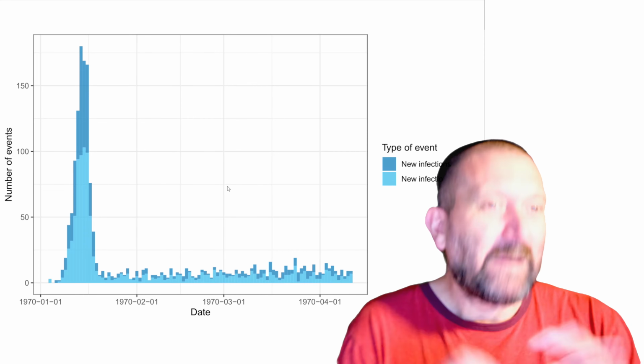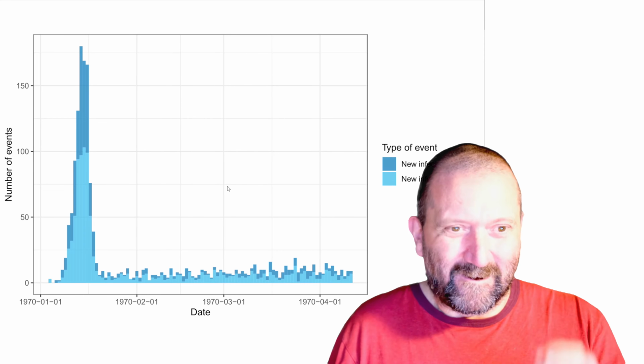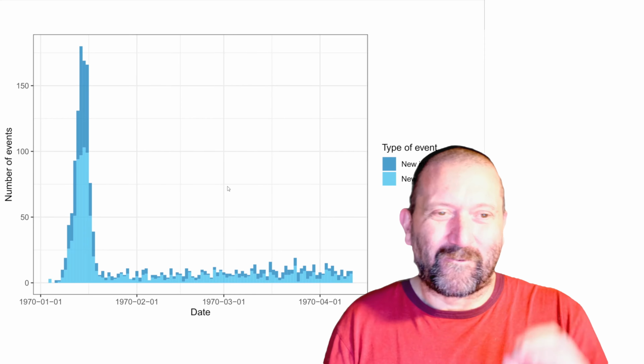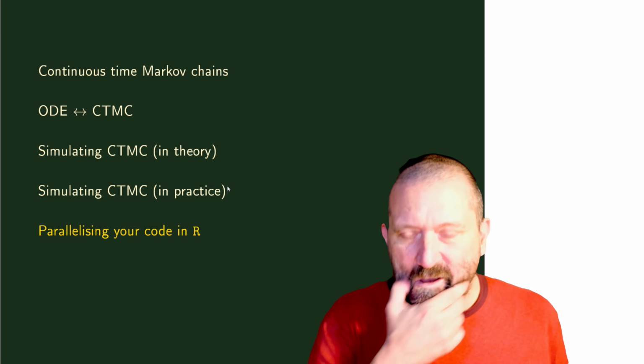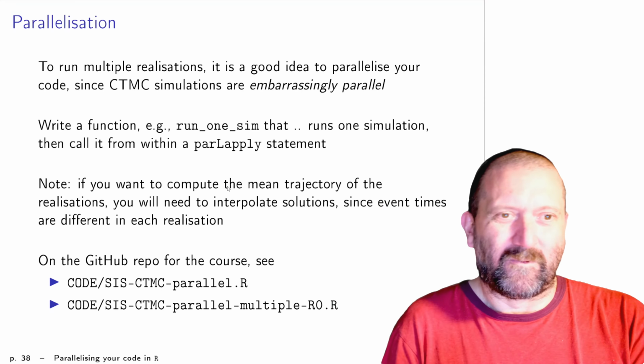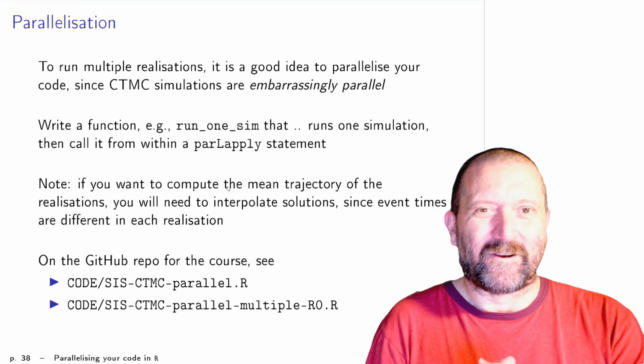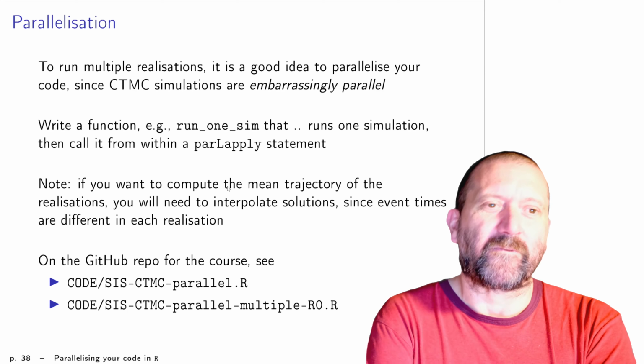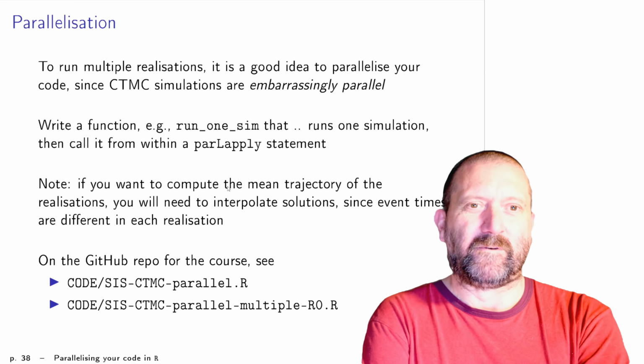It allows you to pinpoint which source is contributing to an event. Okay, and the last thing I want to do, I don't want to make this thing too long, it's already long, but the one thing that I do want to talk about is parallelizing your code.